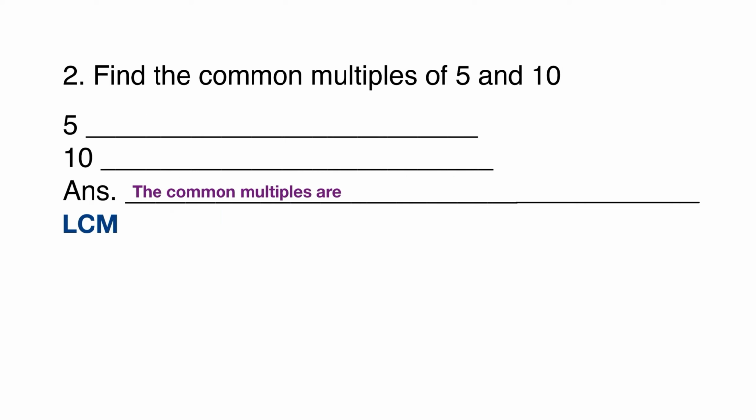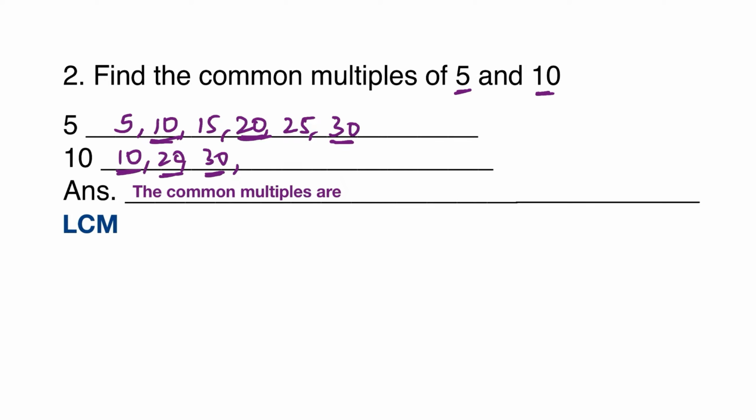The next one, the least common multiple of 5 and 10 we want to find out. So first of 5. 5 ones are 5, 5 twos are 10, 15, 20, 25, 30. And of 10, 10, 20, 30. Okay, so we have enough here. 10 is common. What else is common? 20 is common. 30 is common. Which is the least common? 10, 20, 30. The least is 10. So the LCM, the least common multiple of 5 and 10 is 10. Easy, guys.